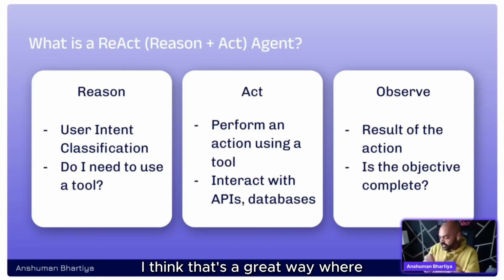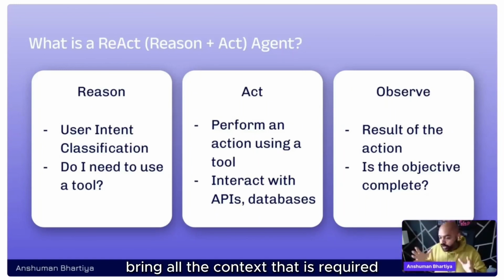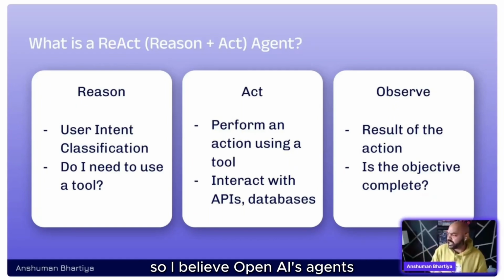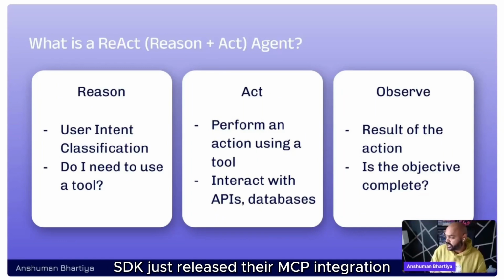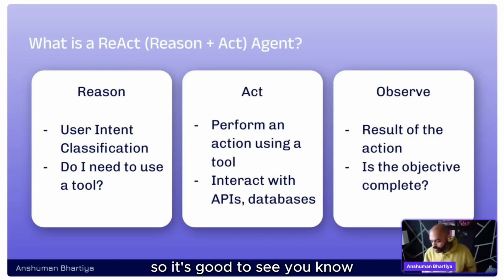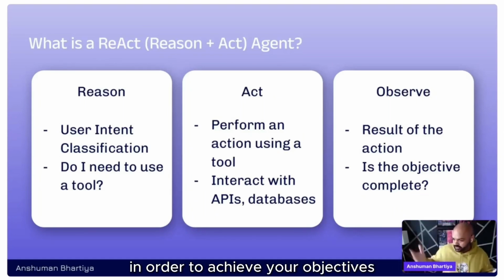I think that's a great way where, if you have an agentic workflow system, you can integrate different MCP servers or external services. These MCP servers will provide capabilities to your workflows to bring data in from external sources and bring all the context that is required to achieve a certain objective. I believe OpenAI's Agents SDK just released their MCP integration a few days ago. And MCP, if you think about it, was originally created by Anthropic. So it's good to see two major AI labs working on similar frameworks in order to achieve objectives.